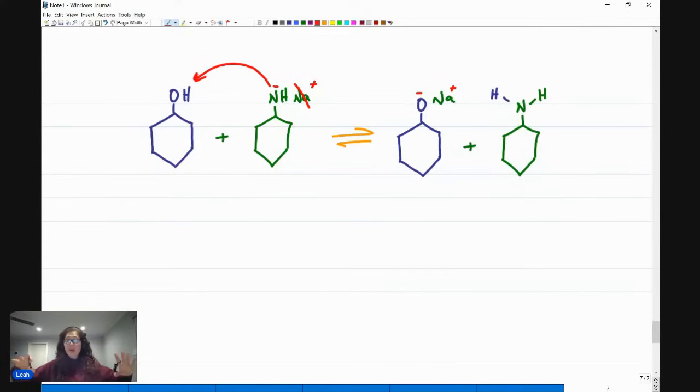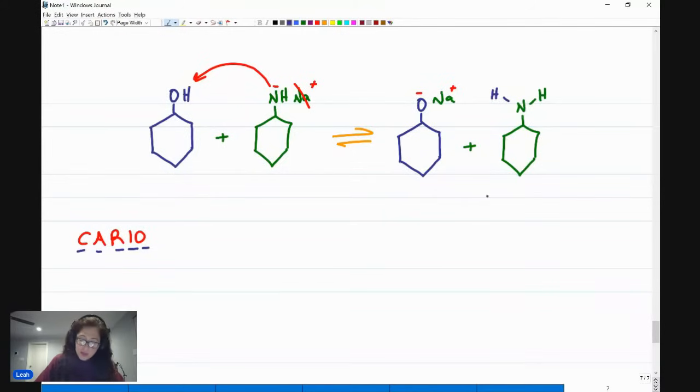Now that I have my completed reaction, is this going to favor the products or the reactants, the right or the left? And the way you figure this out, well, there's a couple of different ways to figure it out. I like to use the mnemonic CARIO, which I teach in my acid-base videos, where I'm going to compare charge, atom, resonance, induction, and orbital.